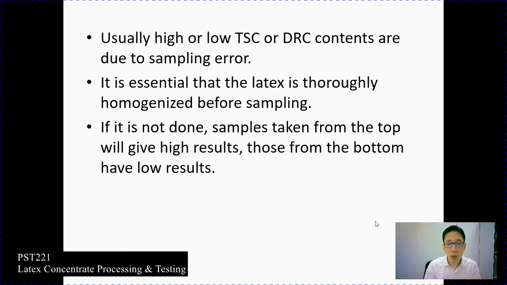That is why I did mention the point over here. It says that high or low TSC or DRC content are due to sampling error. Usually you will not have too high or too low values of TSC and DRC. Usually they are almost similar, only slightly different.